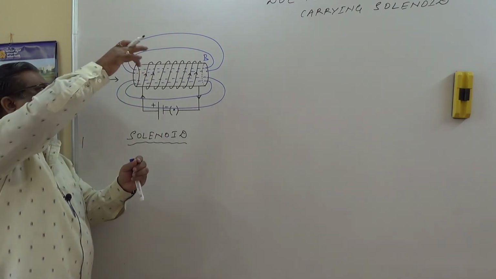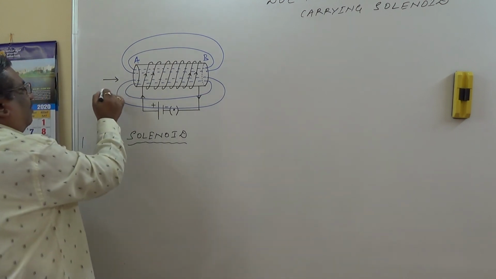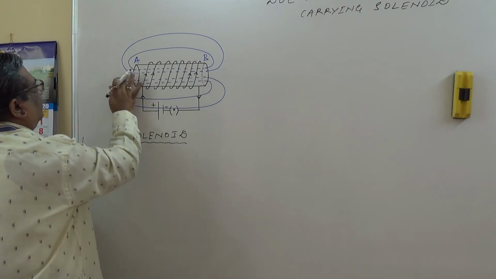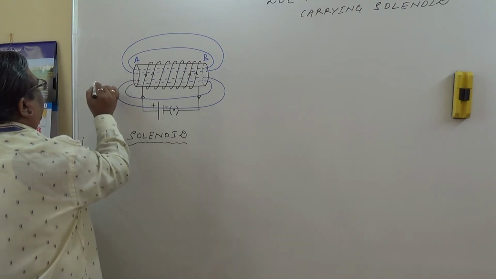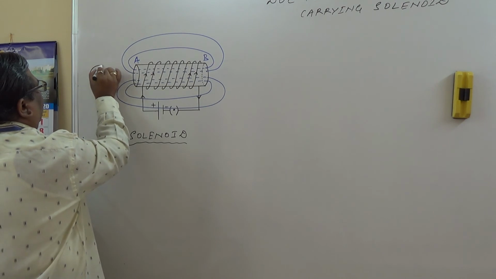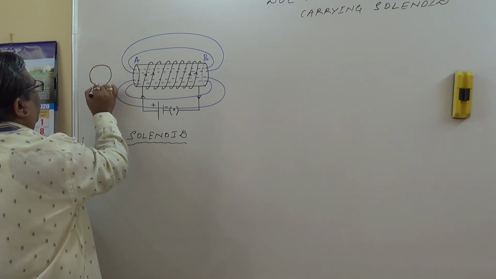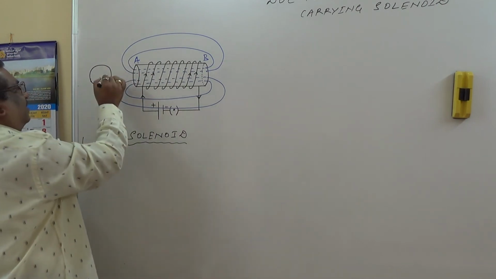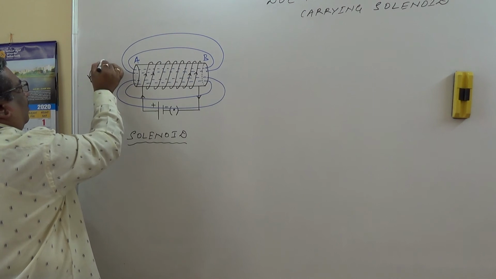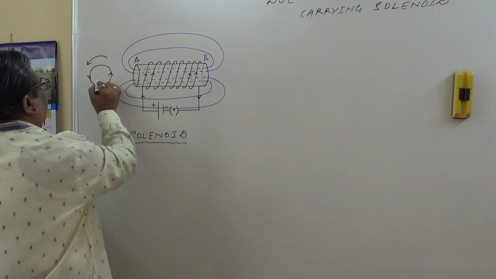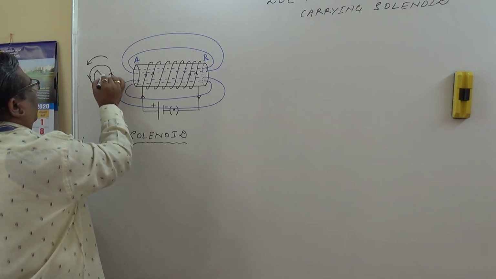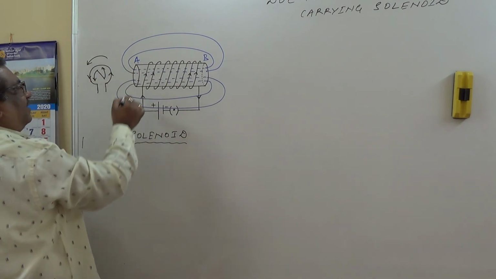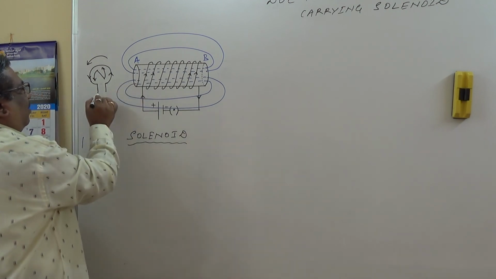The current is in anti-clockwise direction, and therefore here I'll write, if I'm facing this way, or this arrow is misleading, what I'll do here is, if I check this side, the current is flowing this way, anti-clockwise, and therefore this is a north pole. Therefore A acts as a north pole. And what about the other side?